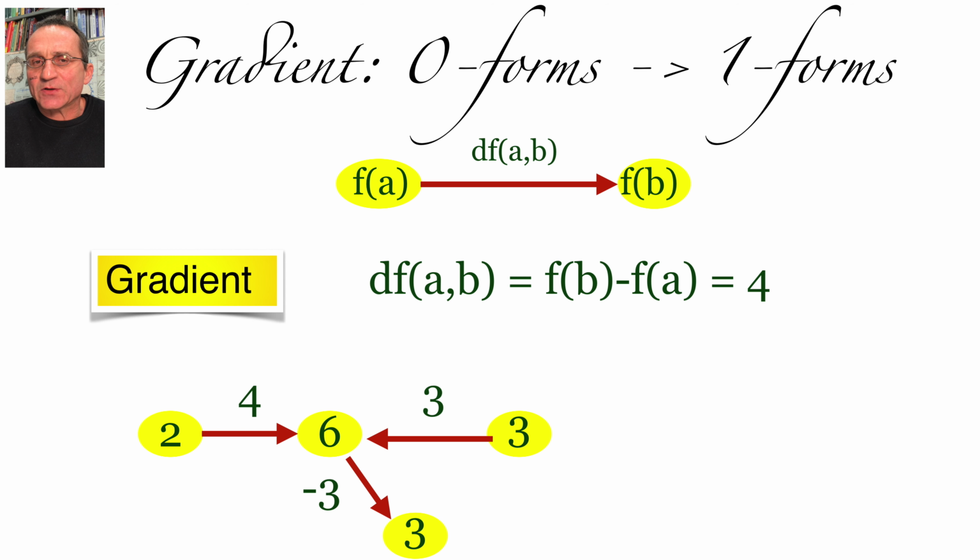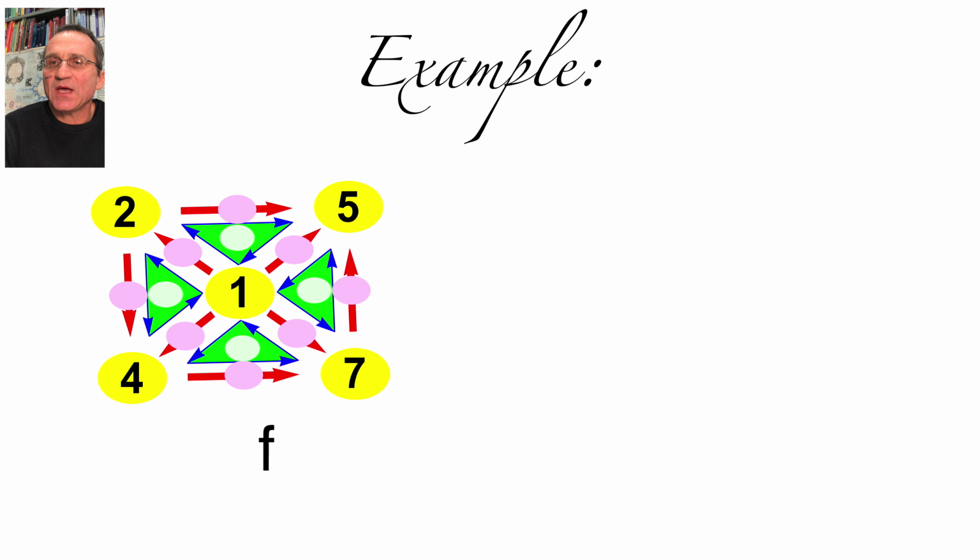So for example, the arrow which goes from 2 to 6, we take 6 minus 2 and attach to that arrow the value 4. This is the gradient value at that edge. And so on. We do that for every edge.